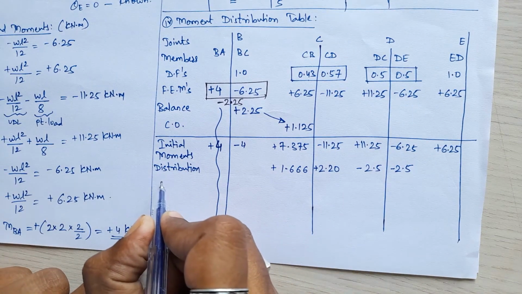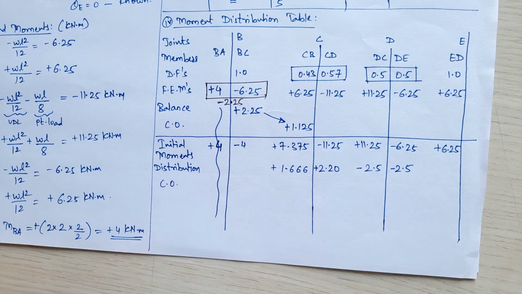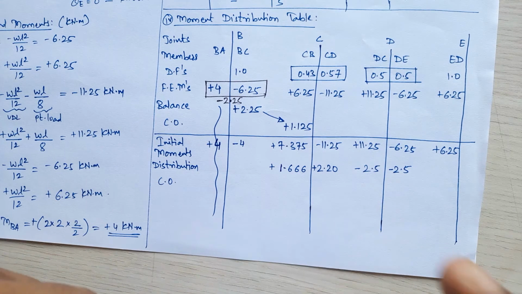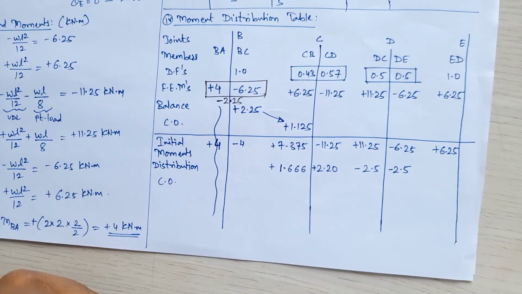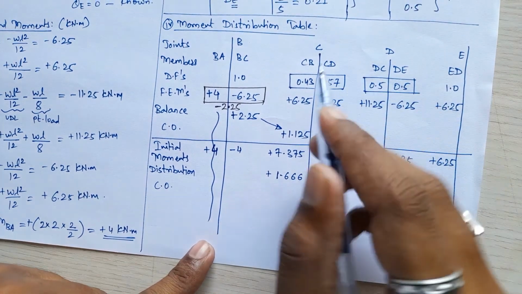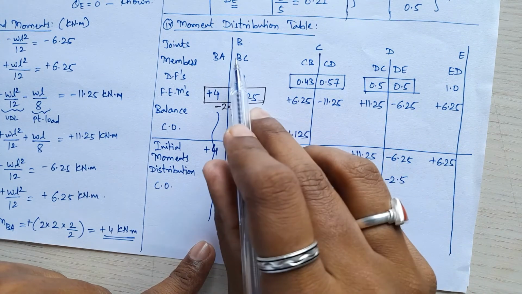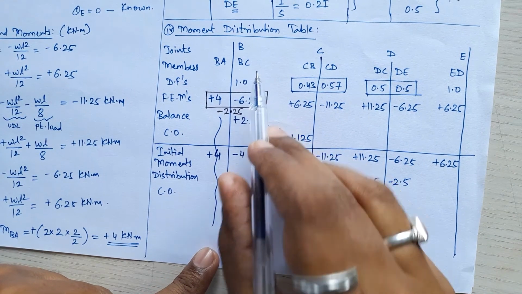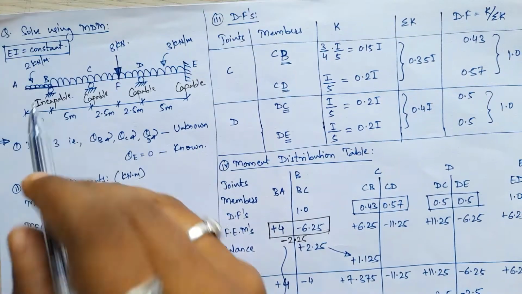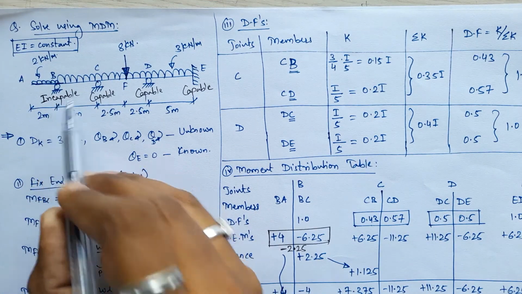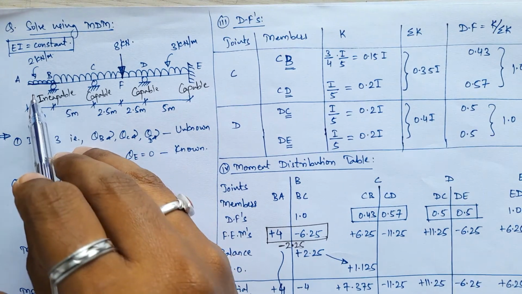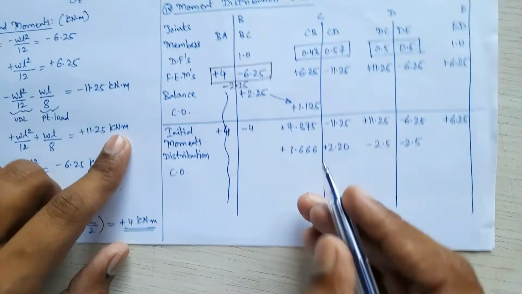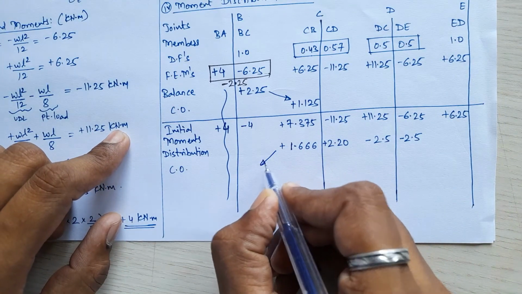Then after distribution, what you have to do is carryover. Now while doing carryover, which moments do you carry over? Those carried over to your capable supports. Now check whether your CB moment is getting carried over to BC or not. B is your incapable support here, so it will not take moment from C support. So this carryover will not be possible here.